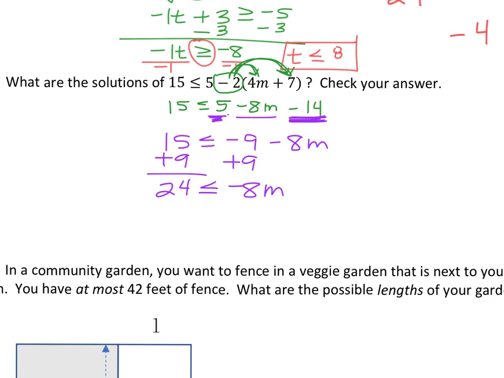24 is less than or equal to negative 8m. And then what do you do? You divide. Oh, Katie, here's the one you were talking about earlier. So you divide by a negative, so you get negative 3. What's your symbol?